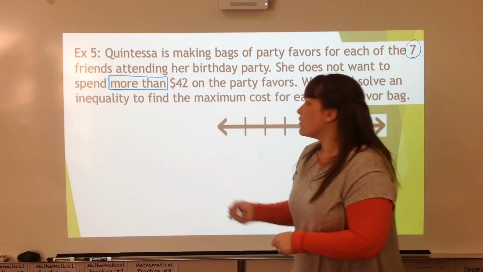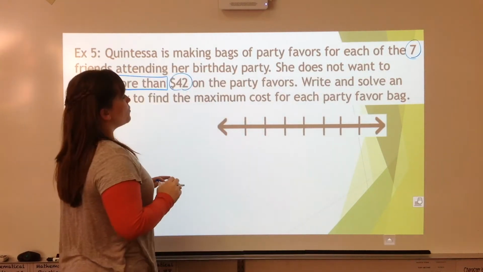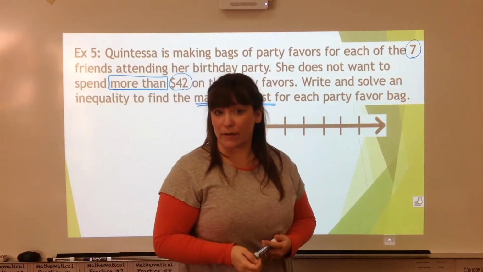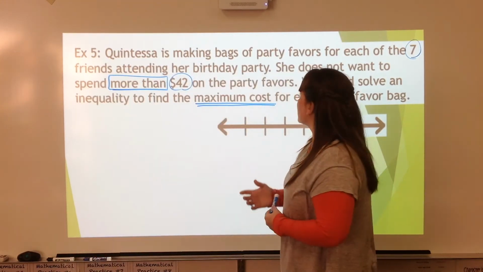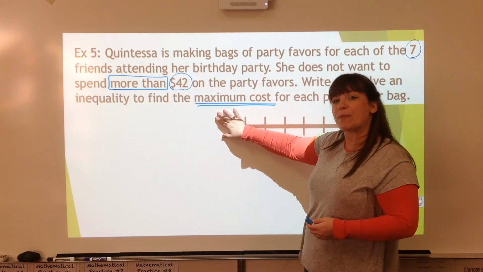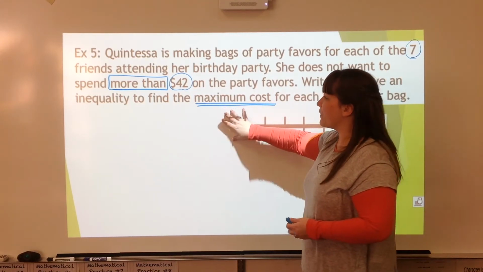And the $42 is also important. So we want to find the maximum cost. That'll be our variable. So we have some pieces in place. We have that there's 7 friends. We don't know how much each bag is going to cost, so that's our variable.